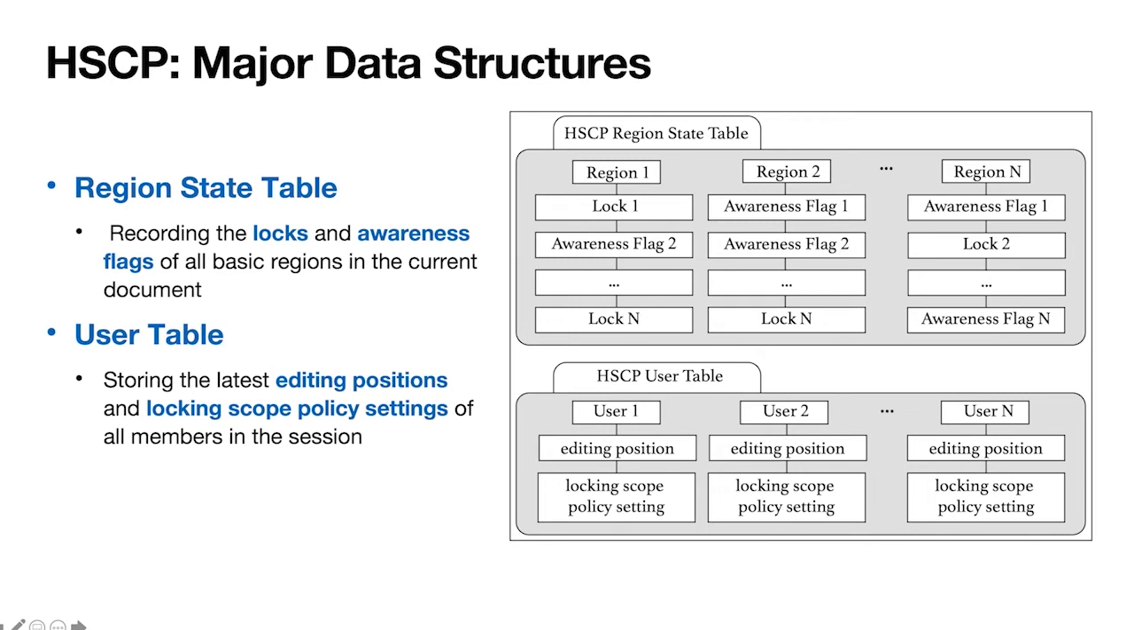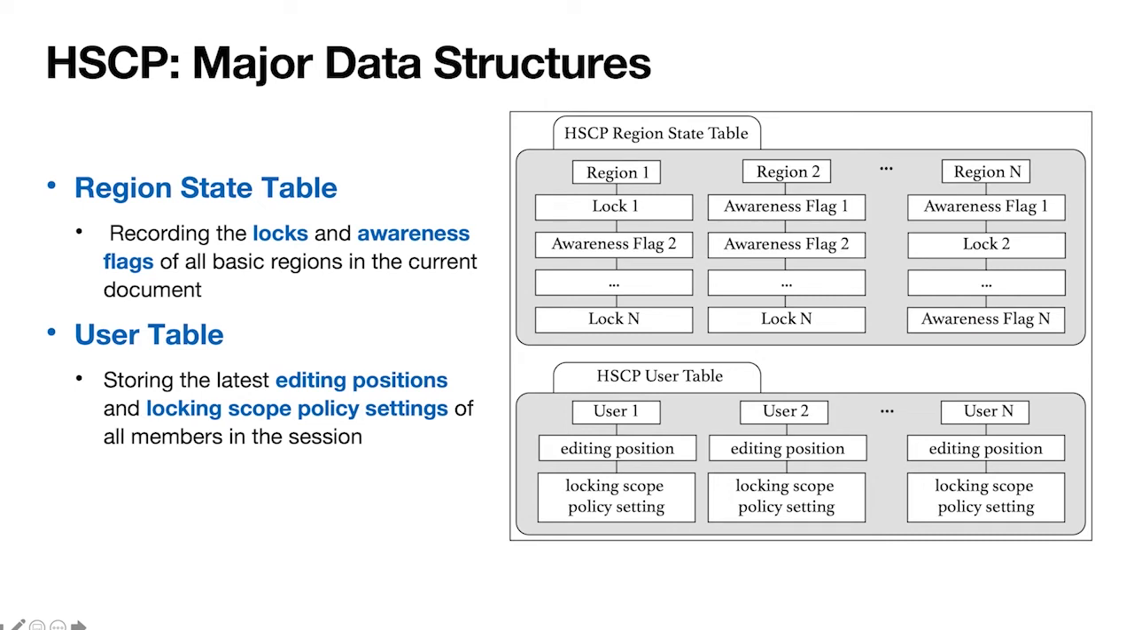Under the HSCP schema, each collaborating site maintains a user table and a region state table. The user table is used to store the latest adding operation and the locking scope processing of all collaborators, and the region state table is used to record the locks and awareness flags of all basic regions in the current document.